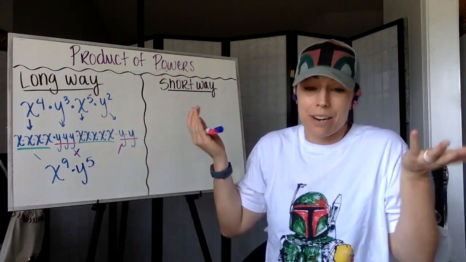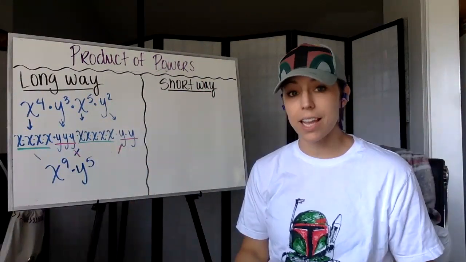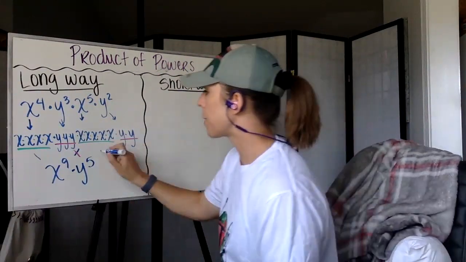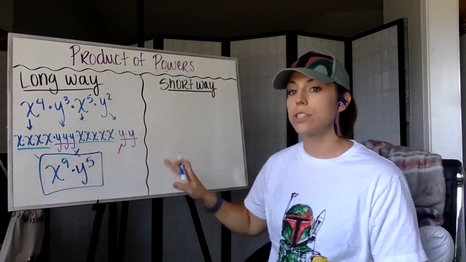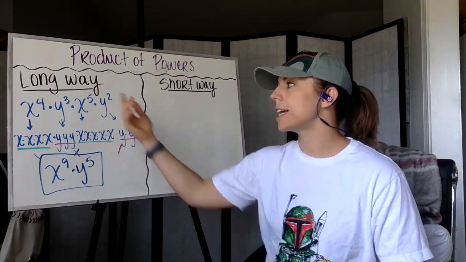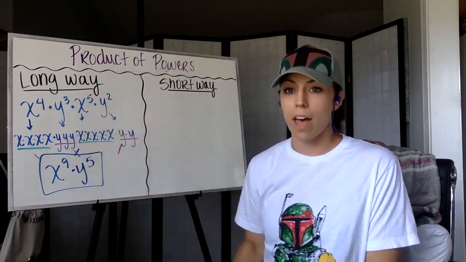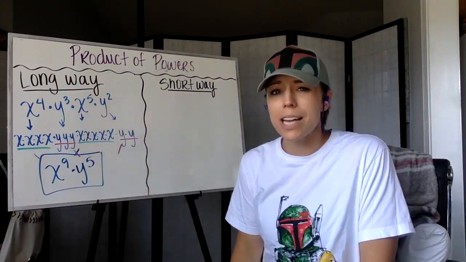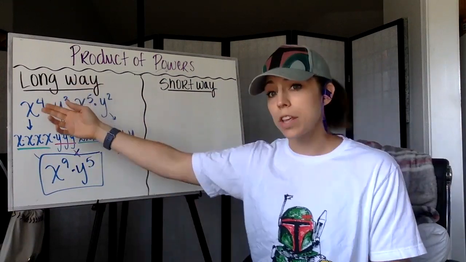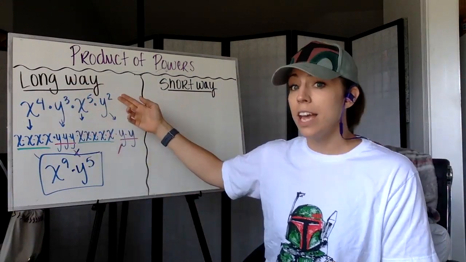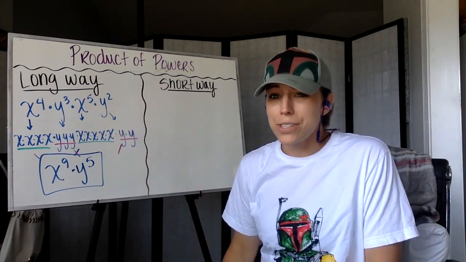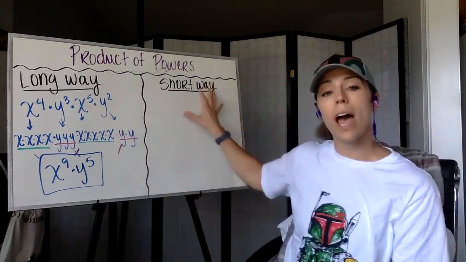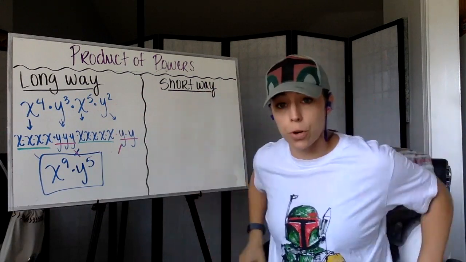So I'm basically done here. I've done all the simplifying that I can do. I've applied my product of powers, but it required me to write out all of the factors. Now it was fine because my exponents were 4, 3, 5, and 2. But can you imagine if your exponents were like 24, 33, 55, and 276? Do you really want to write out that many factors? Probably not, which is why we have these properties and these shorter ways.